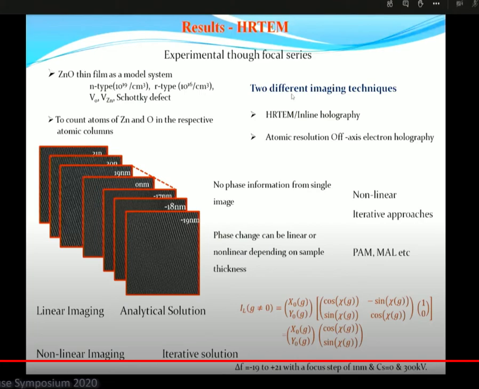So experimentally for HRTEM, you have to collect a series of images at different defocus. If the sample is thin, then you are within the linear imaging condition, and there exists an analytical solution within the weak phase object approximation. But if the sample is thick, then you have dynamical scattering, you are within the non-linear imaging condition, and you have to follow certain iterative approaches, for example PAM, MAL, to retrieve the amplitude and the phase of the object exit wave function.